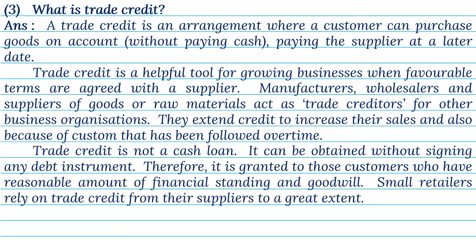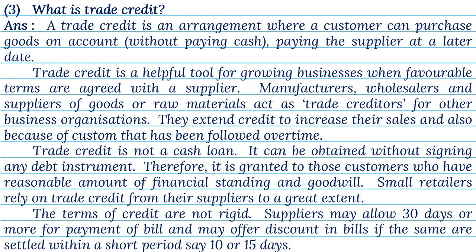Trade credit is not a cash loan. It can be obtained without signing any debt instrument. Therefore, it is granted to those customers who have reasonable amount of financial standing and goodwill. Small retailers rely on trade credit from their suppliers to a great extent. The terms of credit are not rigid. Suppliers may allow 30 days or more for payment of bill and may offer discount in bills if the same are settled within a short period, say 10 or 15 days.